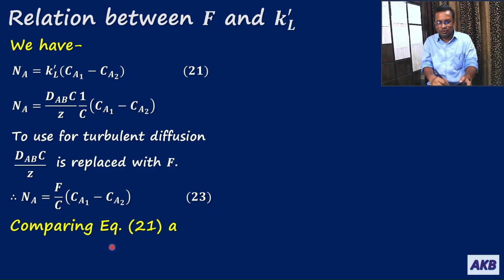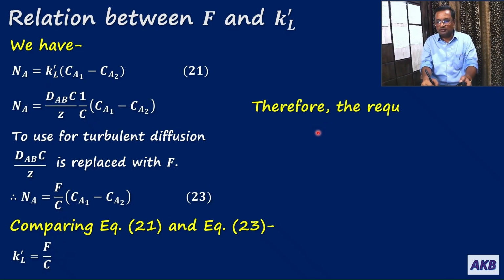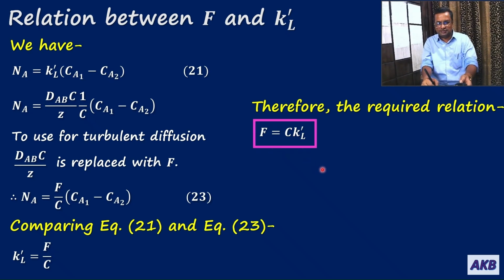Now if you compare equation 21 and 23, what do you get? KL dash is equal to F upon C. From this you can get the required relationship as F is equal to C into KL dash. So the relation between F and KL dash is this one. Let us continue with this.